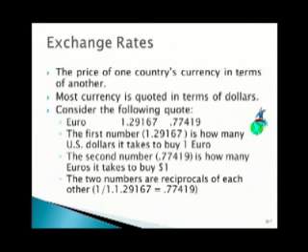Exchange rate is the price of one country's currency in terms of another's currency. Most currency is quoted in terms of dollars. So here's a quote. The euro, we have 1.29167 and 0.77419. The first number, the 1.29167, is how many US dollars it takes to buy 1 euro. And the second number, 0.77419, is how many euros it takes to buy a dollar, and those two numbers are reciprocals of each other.